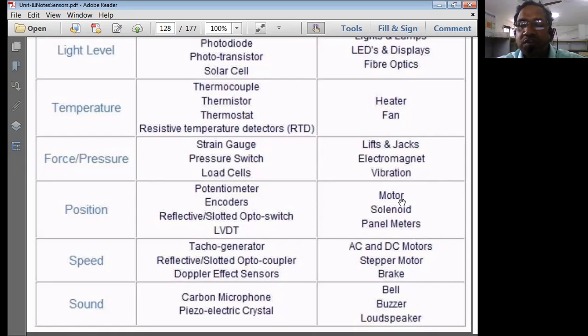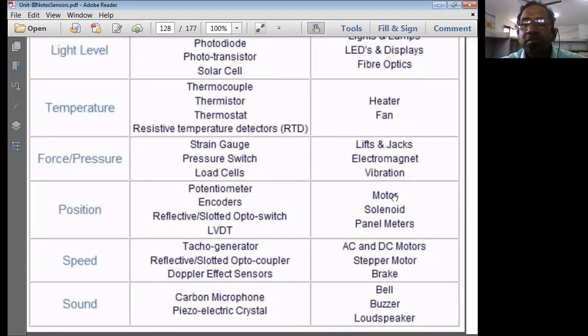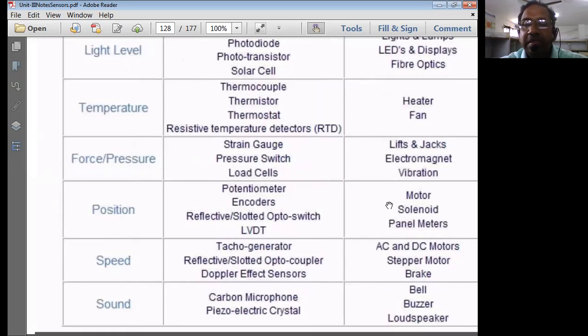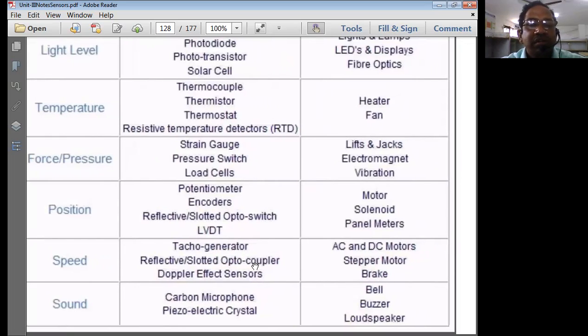So, motor: we always know what a motor is. A motor is going to convert electrical energy into mechanical energy. What is a solenoid? A solenoid is normally going to have a uniform magnetic field over the given length. And panel meters means something like panel board meters, digital meters. We can use these. The next are tachometers, tacho generators, slotted opto couplers, and Doppler effect sensors. For all these, speed is the input. Tachometers are normally used to find out the speed of a motor. The output is going to be a stepper motor, braking systems, AC and DC motors.